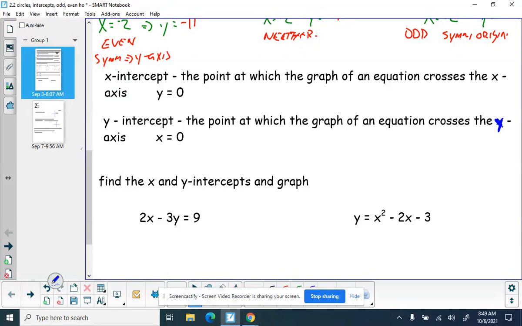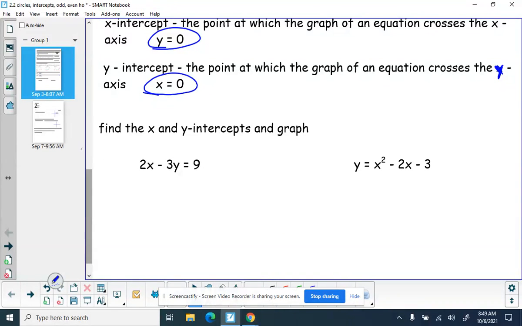Got two equations down here. How do we solve for the x and y intercepts? I could sub in: my y value is 0, what does x equal? My x value is 0, what does y equal? Go ahead and calculate your x and y intercepts. Calculate your x-intercept, calculate your y-intercept.